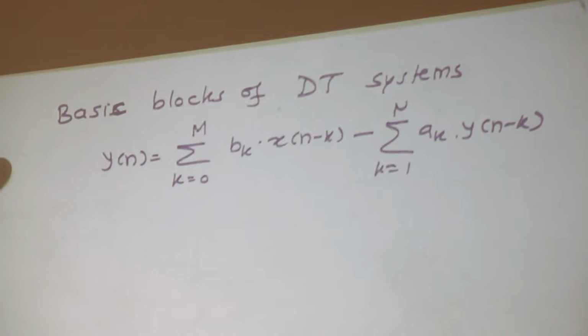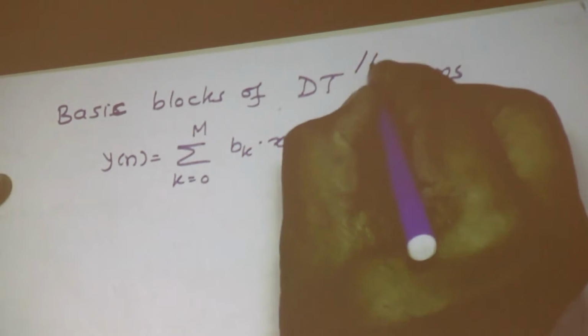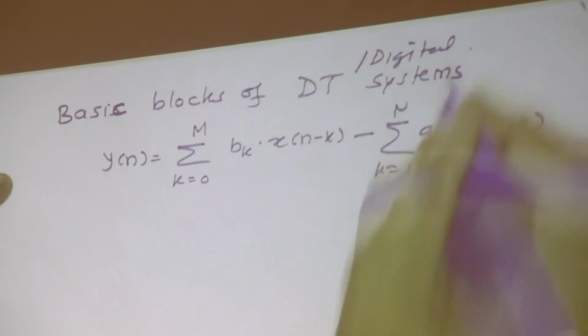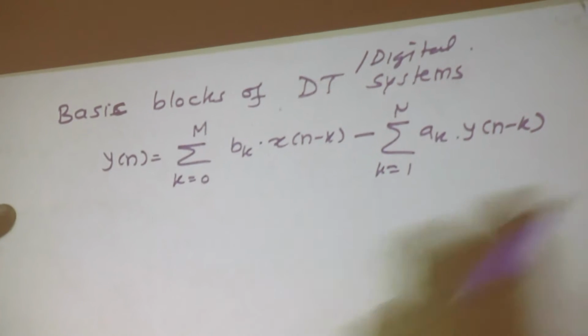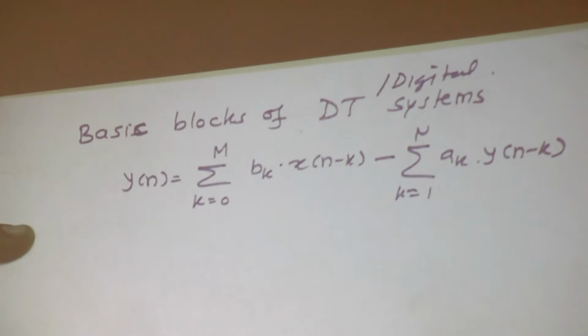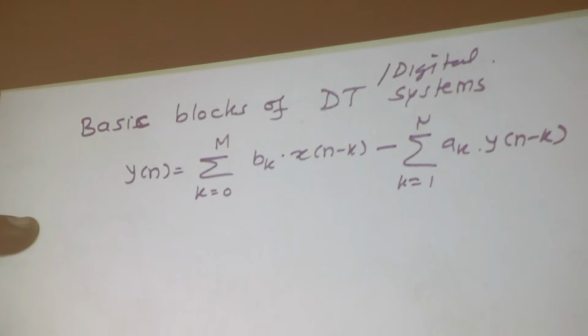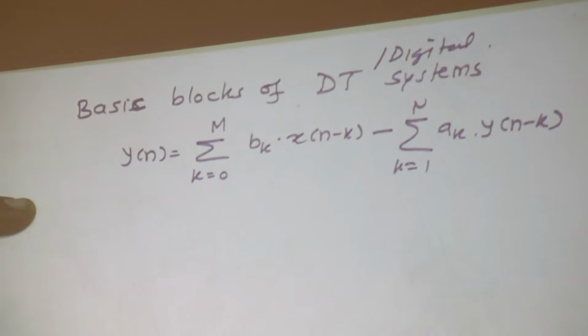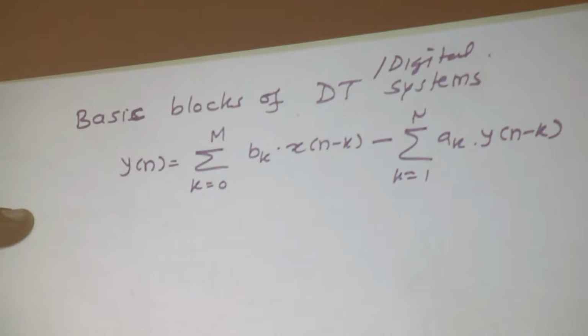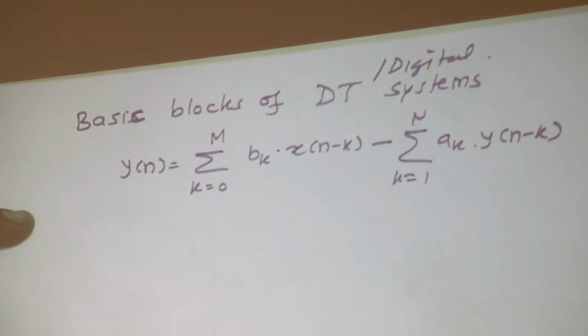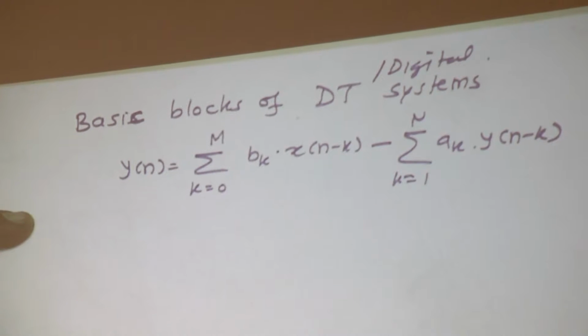Assuming no questions, let us proceed further and see what are the basic blocks of discrete time systems, or digital systems. Look into the equation. An analog counterpart has a governing equation which is a linear constant coefficient differential equation. When you are trying to implement this differential equation, what do you get in the form of its realization? How do you realize a differential equation?